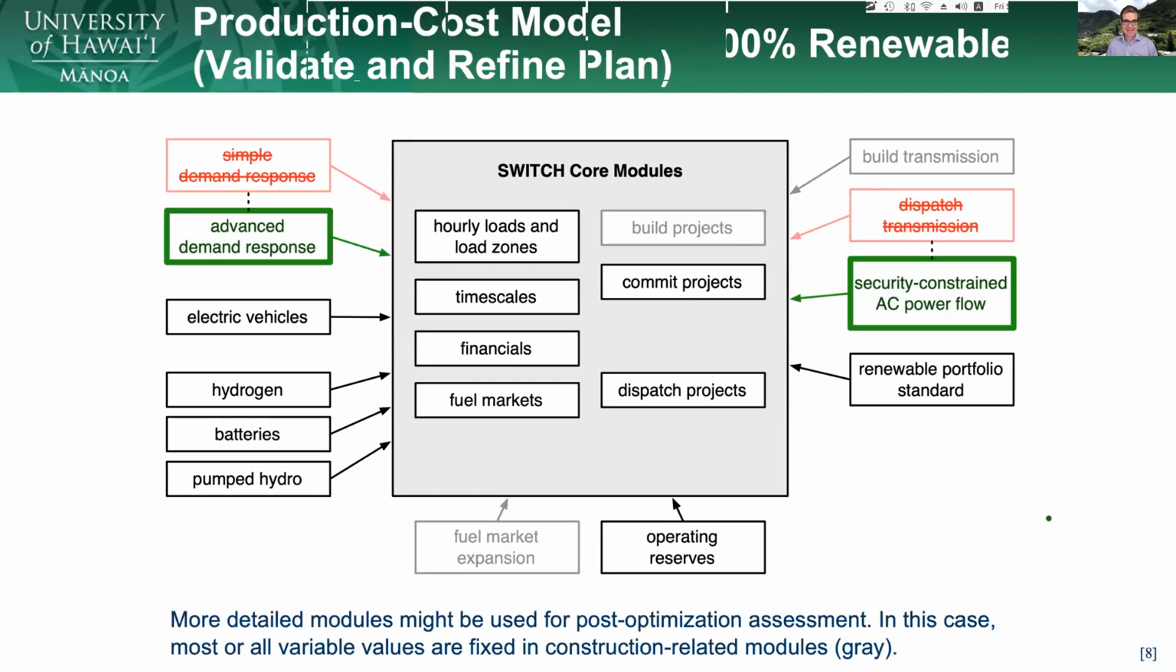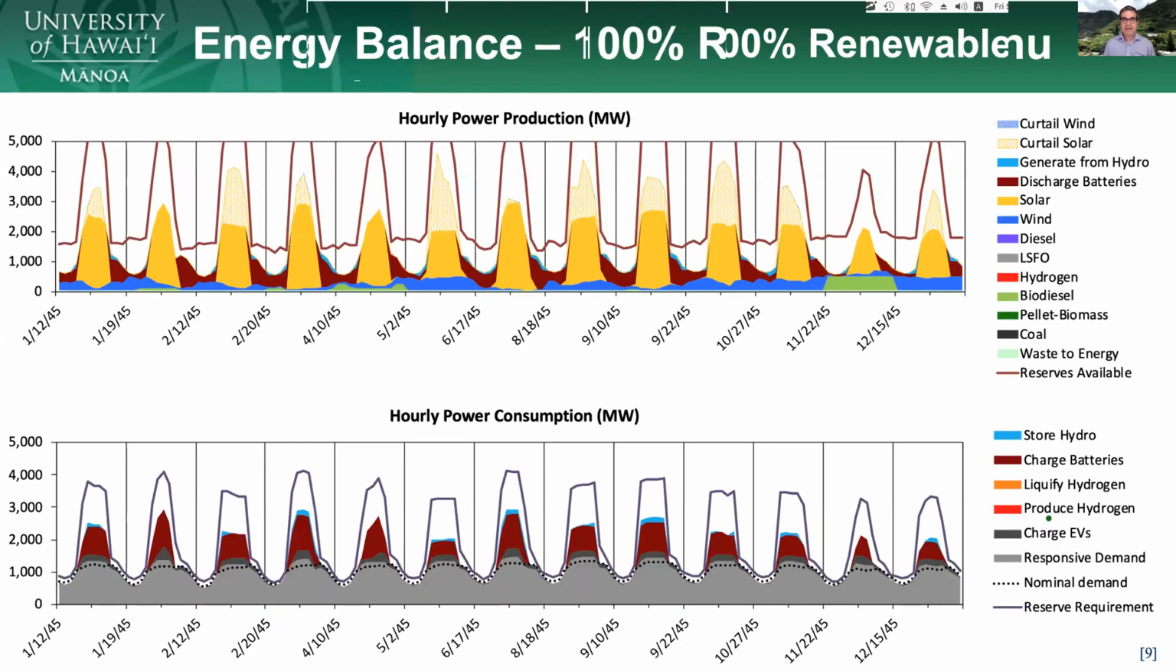I'm trying to move fast to keep us on schedule here. What comes out of it is a model with results with a lot of hourly data. We're actively balancing production against consumption. Hopefully these add up. We're also maintaining reserve margins and doing unit commitment to support that.